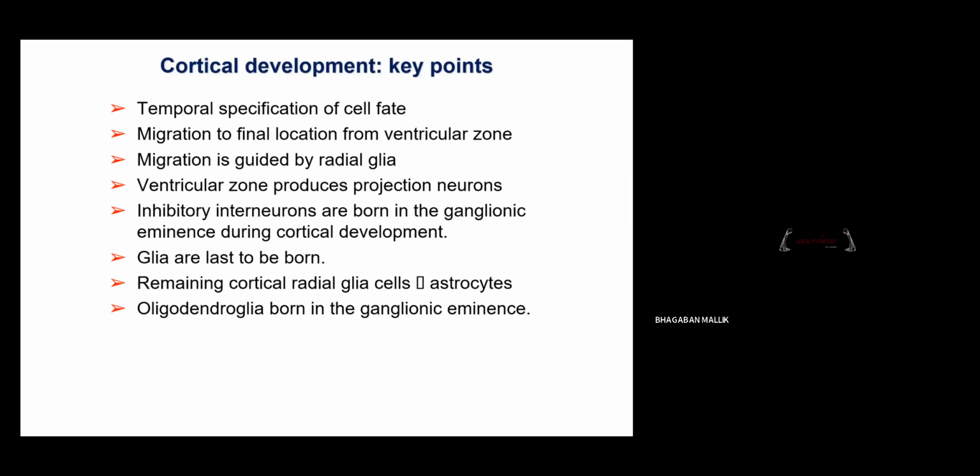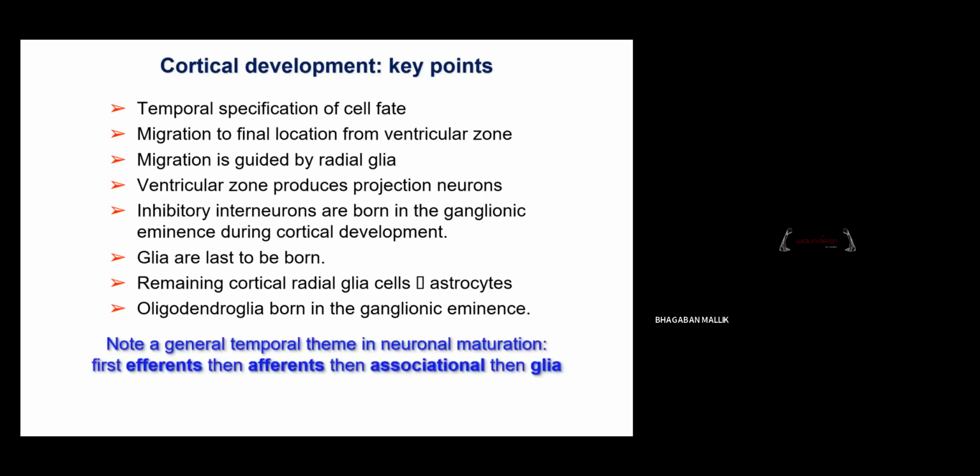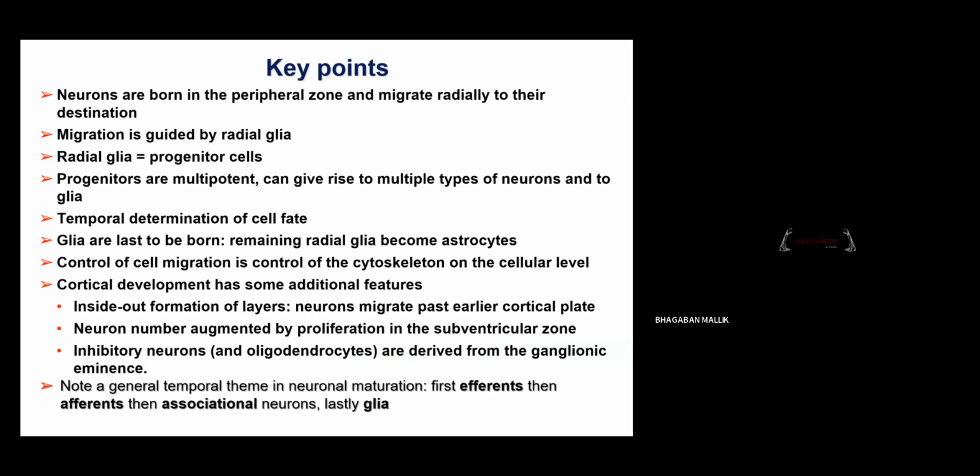Here, some of these points I have mentioned, like migration is guided by the radial glial cells, and mostly the ventricular zone produces the projection neurons. I have written the key points for cortical development, and the glia are the last cells to be born. Some of the other key points I have mentioned are that radial glial cells are the progenitor cells for the neurons. Studies have shown that radial glial cells are the progenitor cells, and the migration is guided by the radial glial cells. So all these key points I have mentioned.